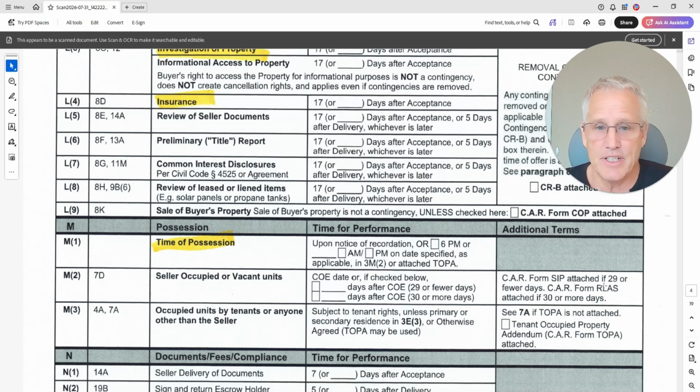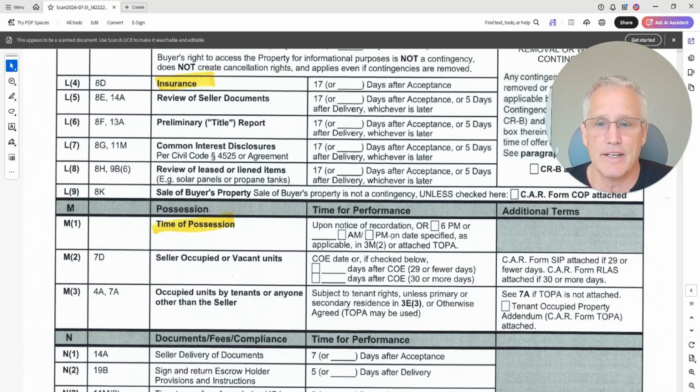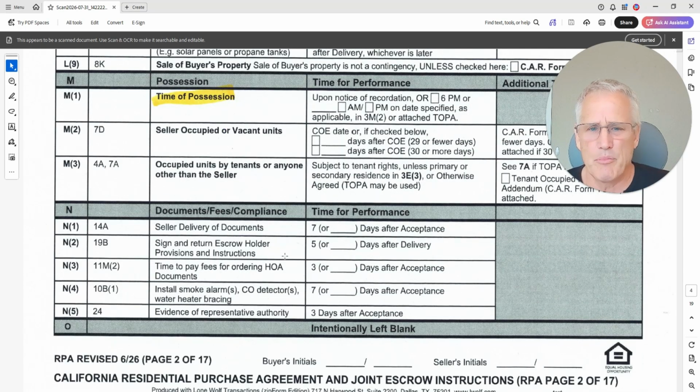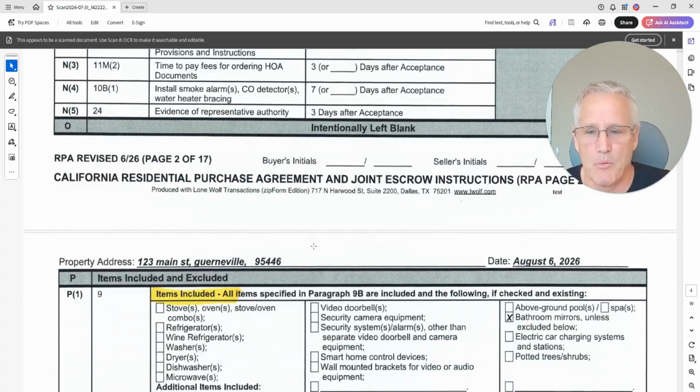Next is possession, and basically the top thing to look at there is time of possession. The standard is 6 o'clock, day of close of escrow. So that would say when you close, you can take possession at 6 o'clock on that day. Next are pretty much standard. We usually leave these alone: document fees and compliance. Again, it's all up to you what you want to put in there, but the California Association of Realtors has kind of come up with the industry standards for those times and what needs to be performed.